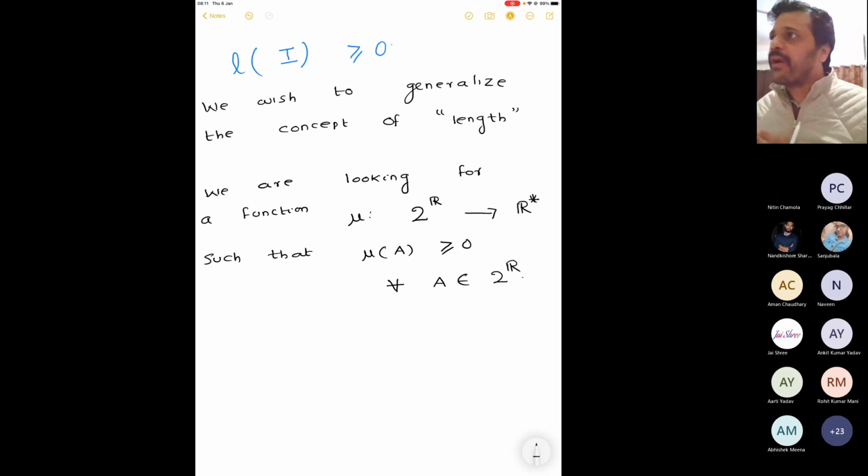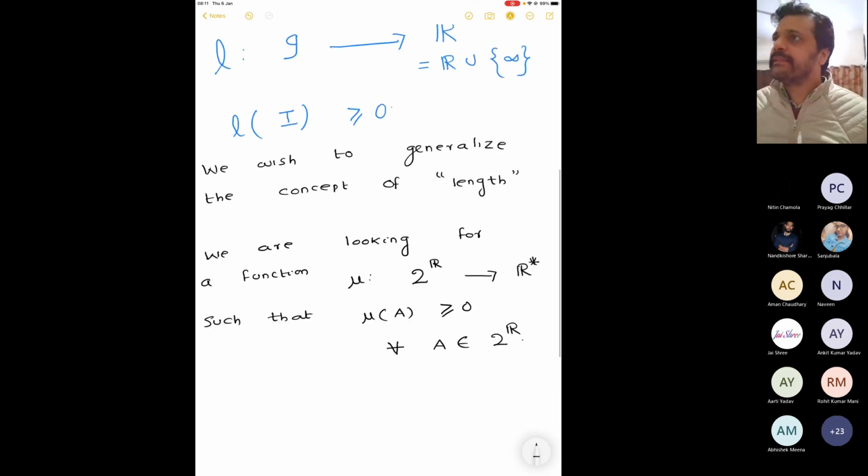In short, our own experience of working with length will guide us on what properties we want to impose on mu. This was hinted at in the previous lecture. I wanted to talk more about it.